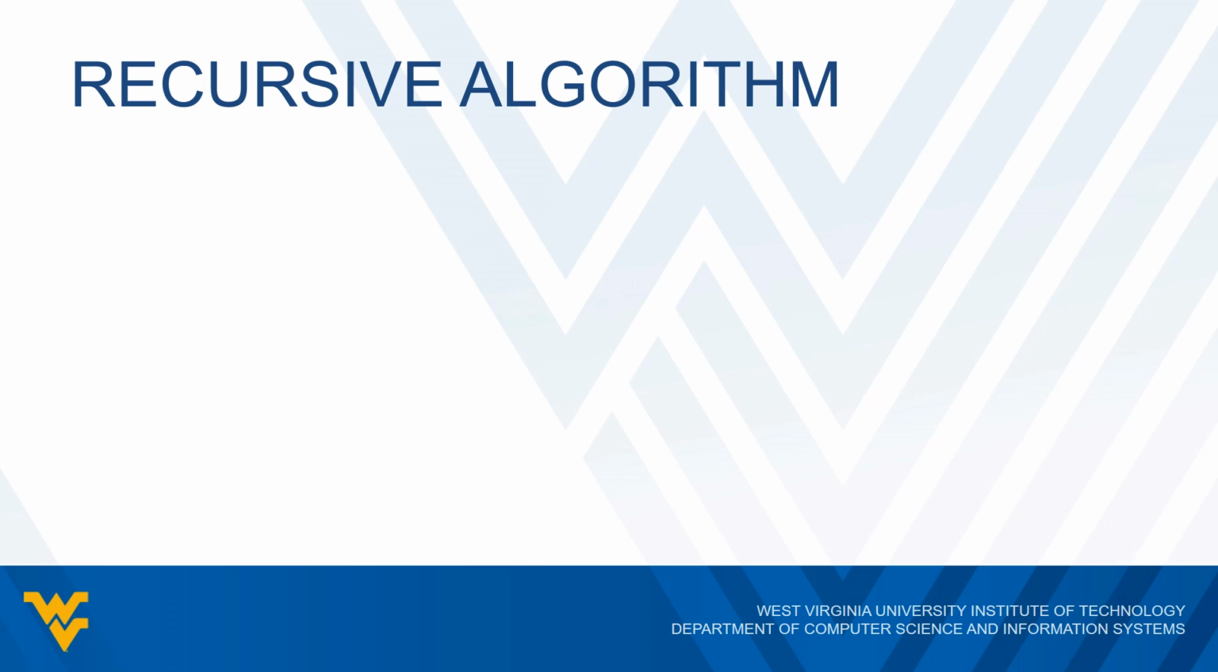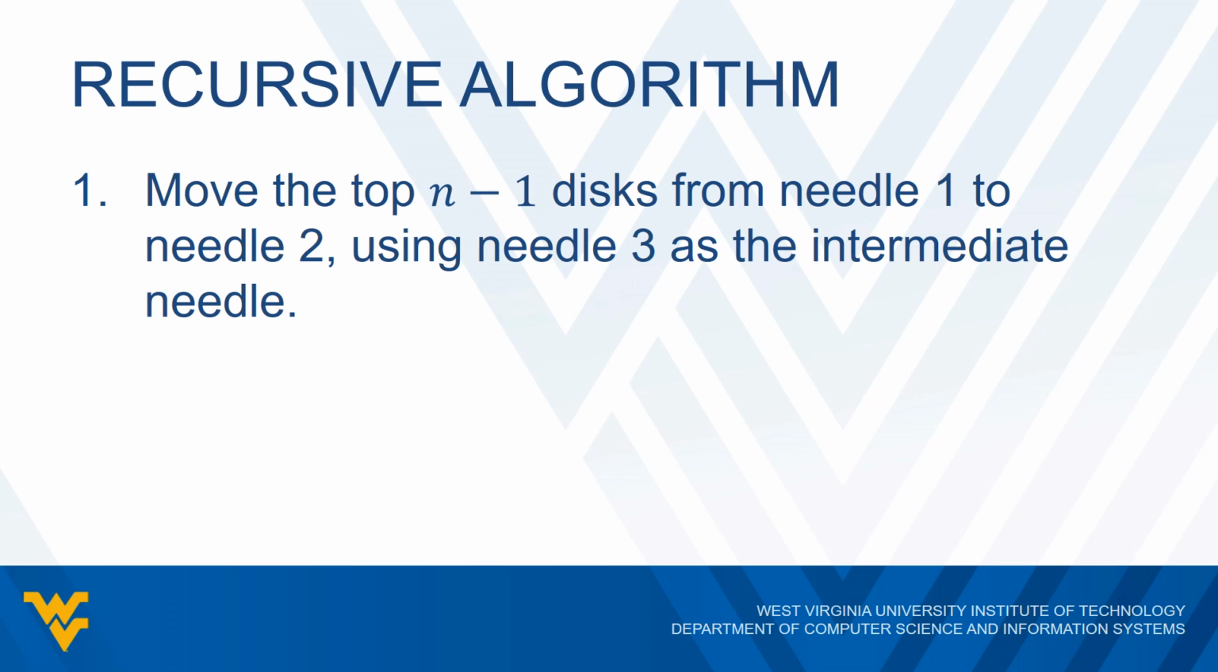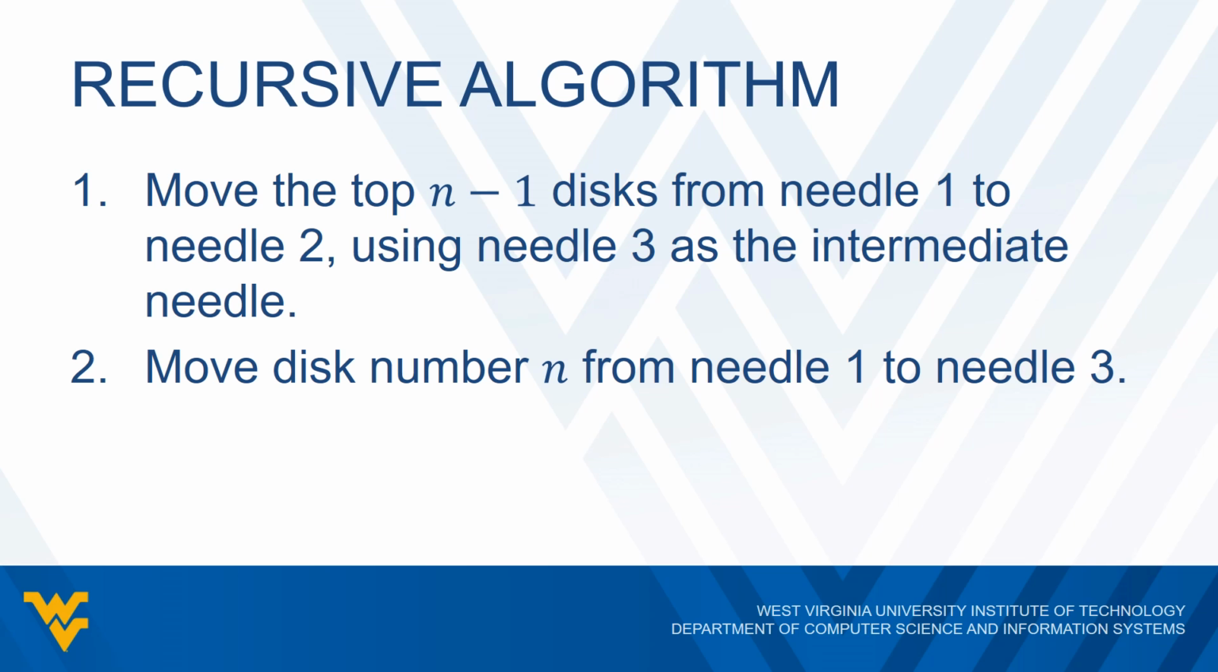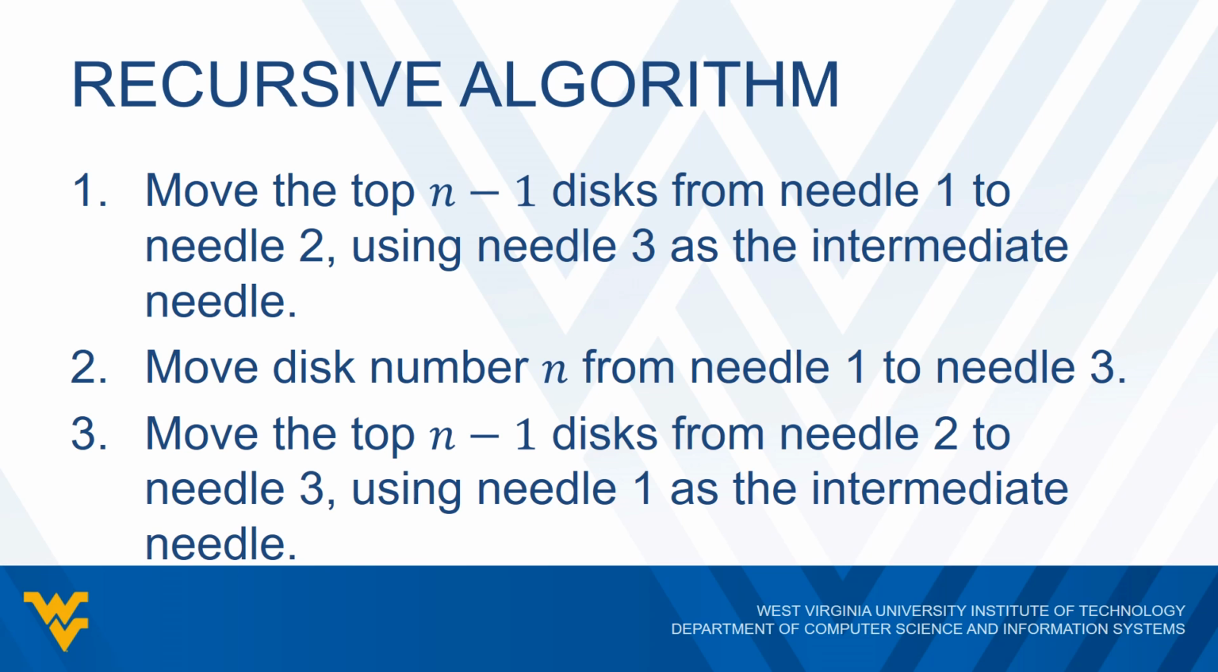We have the following recursive algorithm, and here we're assuming that needle 1 contains n disks where n is greater than 1. So the first step is that we would move the top n minus 1 disks from needle 1 to needle 2. And we're going to have to use needle 3 as the intermediate needle. Once we moved all those disks, then we can move disk number n from needle 1 to needle 3. And then finally, we would move the top n minus 1 disks from needle 2 to needle 3, where we would use needle 1 as the intermediate needle.